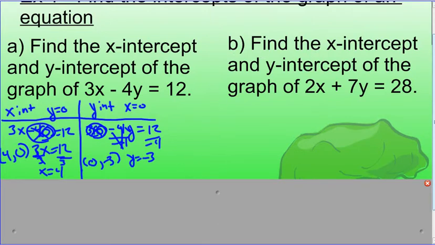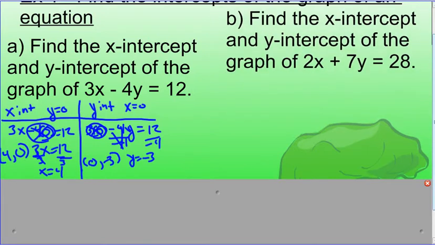Okay, letter B. Let me bump this up to get a bit more space. Letter B. So we're finding the x and y-intercept. The x-intercept happens when y equals 0. The y-intercept happens when x equals 0.